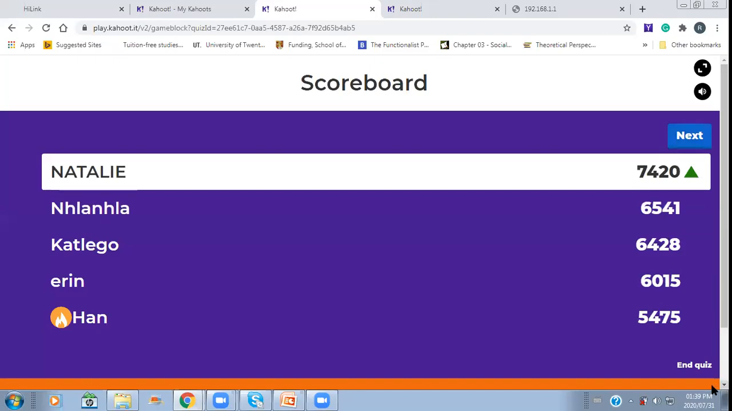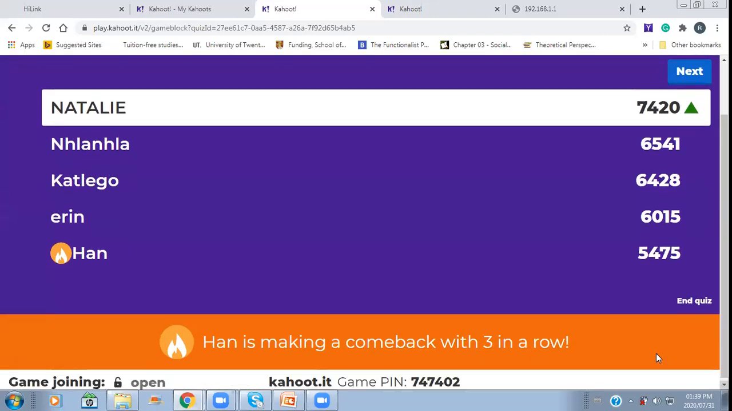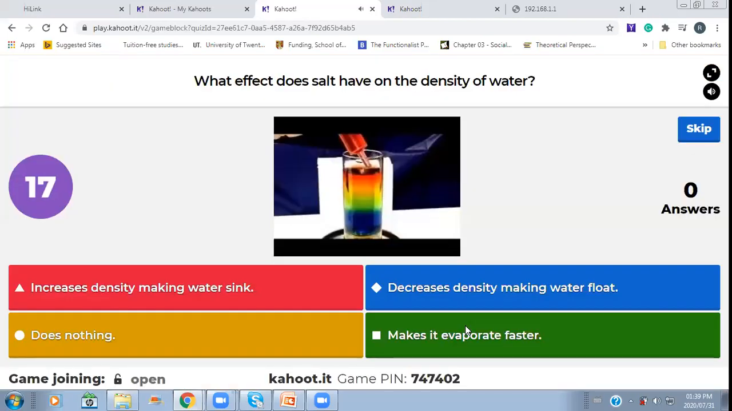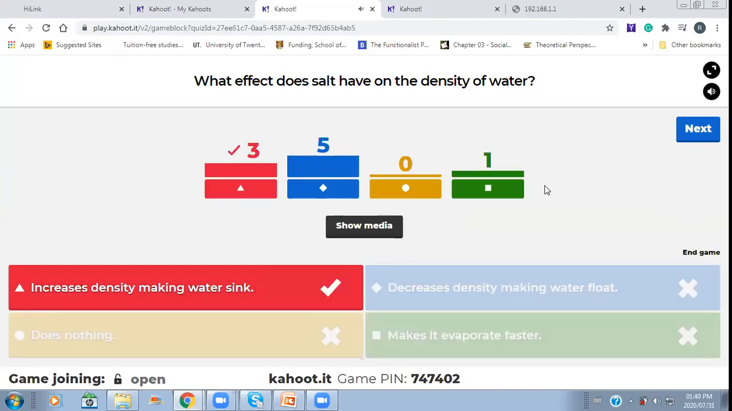Natalie and then Atlanta, they are busy changing positions here. Han is making a comeback with 3 answers in a row. Let's get going. Question 5: What effect does salt have on the density of water? It increases the density, making water sink; decreases density, making water float; does nothing; makes it evaporate. All right, it increases the density, making water sink. Three people got this one right.